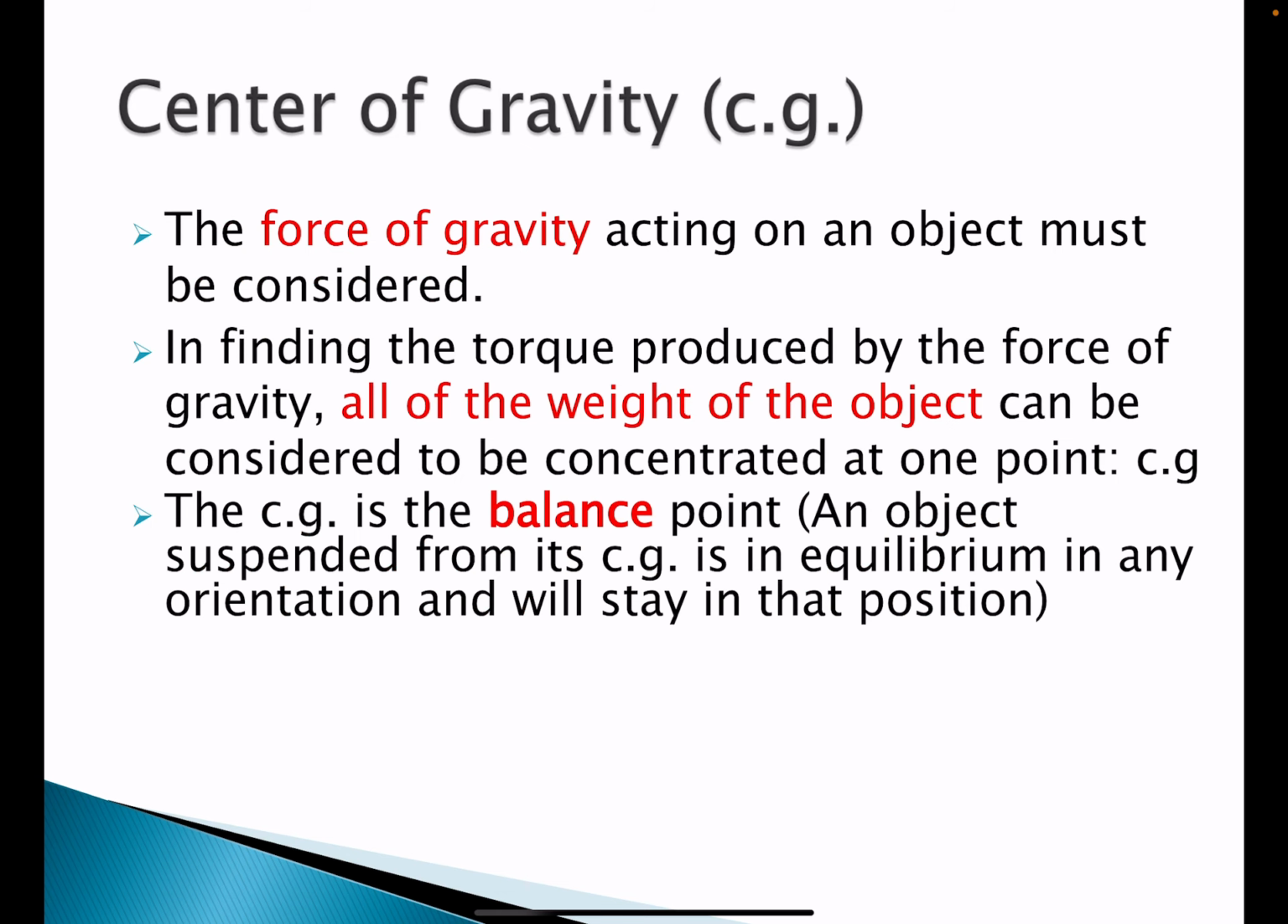Okay, so we move on to center of gravity. The force of gravity acting on an object must be considered. In finding the torque produced by the force of gravity, all of the weight of the object can be considered to be concentrated at one point. We make it short, CG. So the CG is the balance point. An object suspended from its center of gravity, the CG, is in equilibrium in any orientation and will stay in that position.